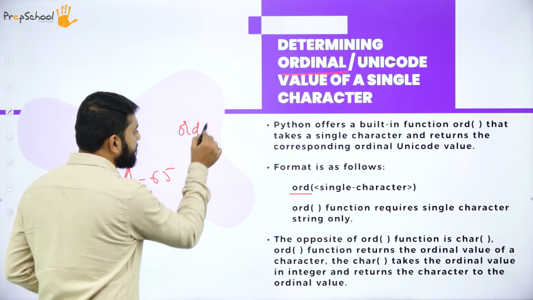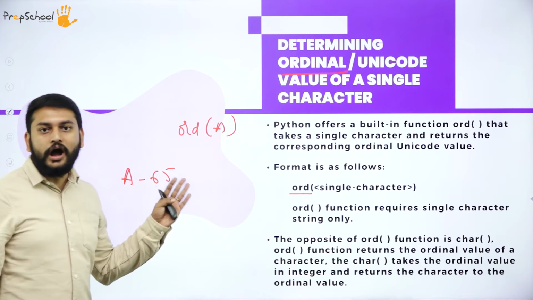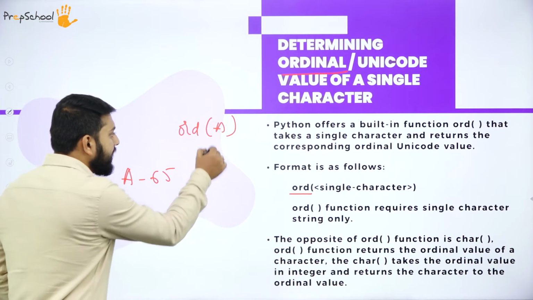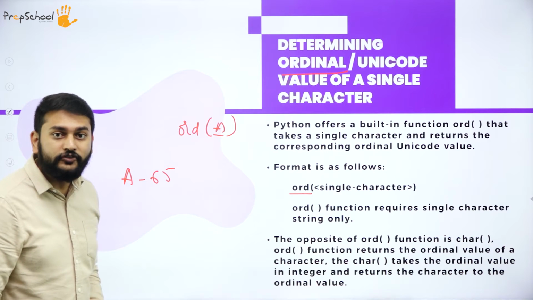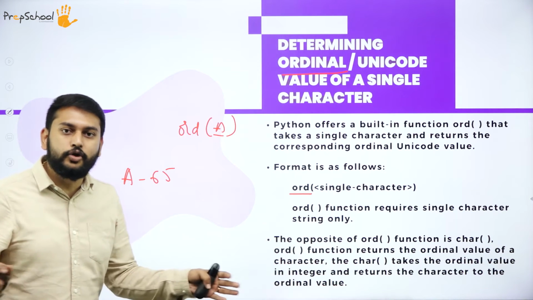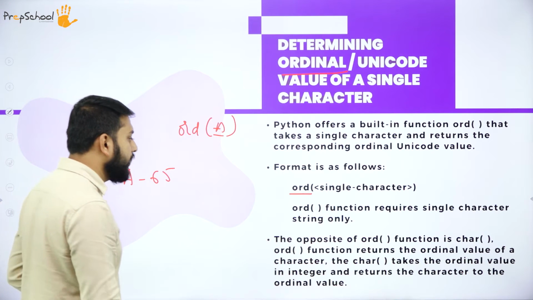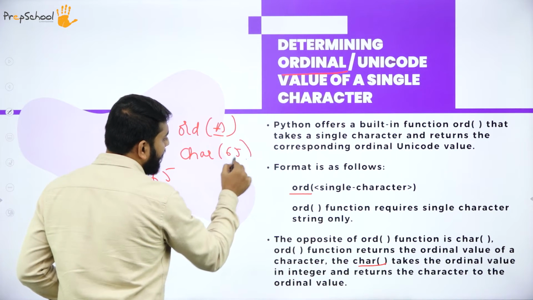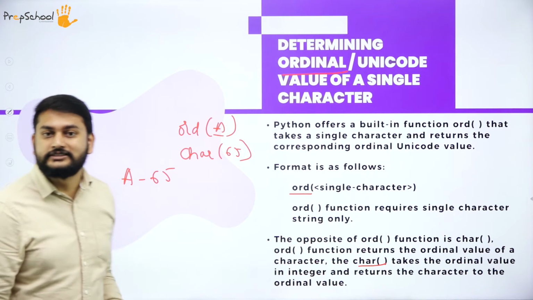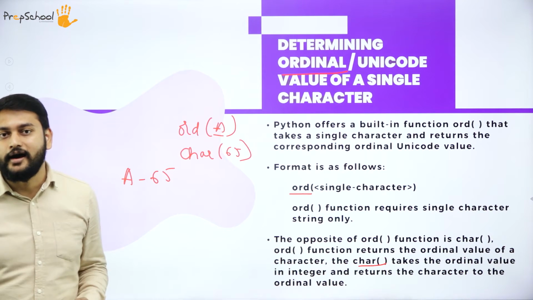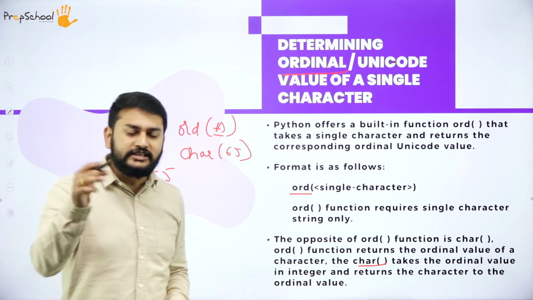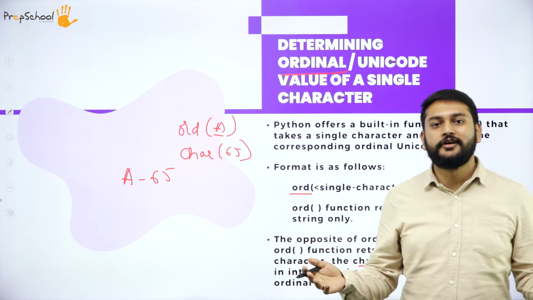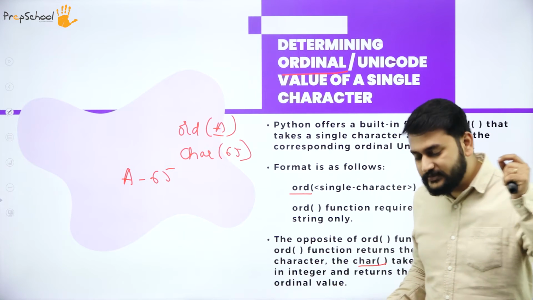If I just pass ORD of A, this function will return the ASCII value of A. But sir, I know the ASCII value, but I don't know what character it is. To know that, we have one more function, that is CHAR. If I pass the value like this, it will give me the character. This is what you need to understand. So ORD will give you the ASCII or ordinal value. CHAR, if you pass the ASCII value, will give you the character.